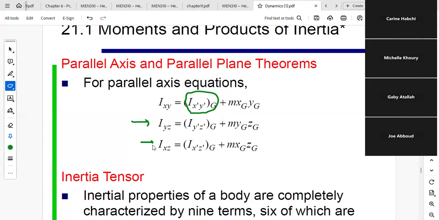So we can find the tensor of inertia about any three axes parallel to x prime, y prime, and z prime passing by the center of mass.